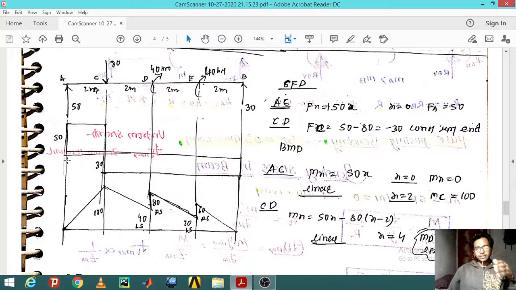So you have to take a straight vertical step. This is how a drastic change happens due to the moment. And similarly this condition is going to happen at the E point as well.